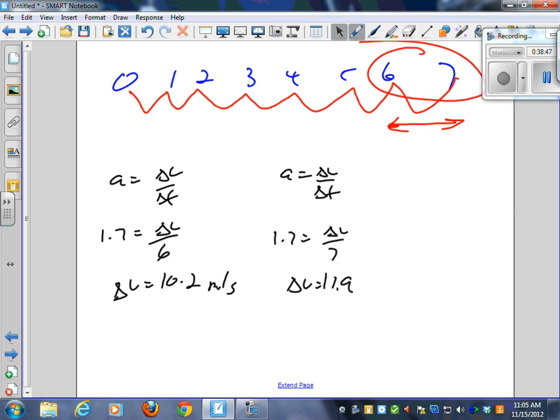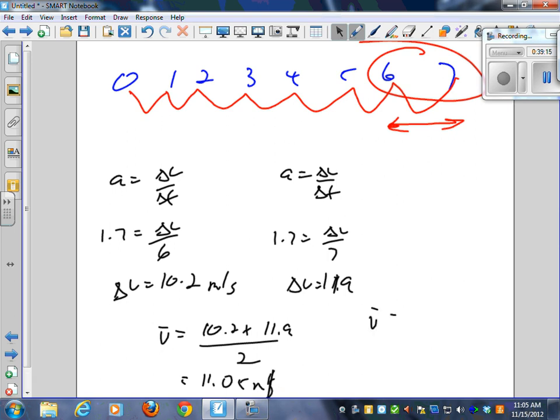How fast is it going at 7 seconds? It's going 11.9. A lot of people wrote 11.9 for their answer, right? But that's how fast it's going at that time. So what's the average velocity between those two? 10.2 plus 11.9 divided by 2, 11.0, right? Okay, 11.05 meters per second is the average.